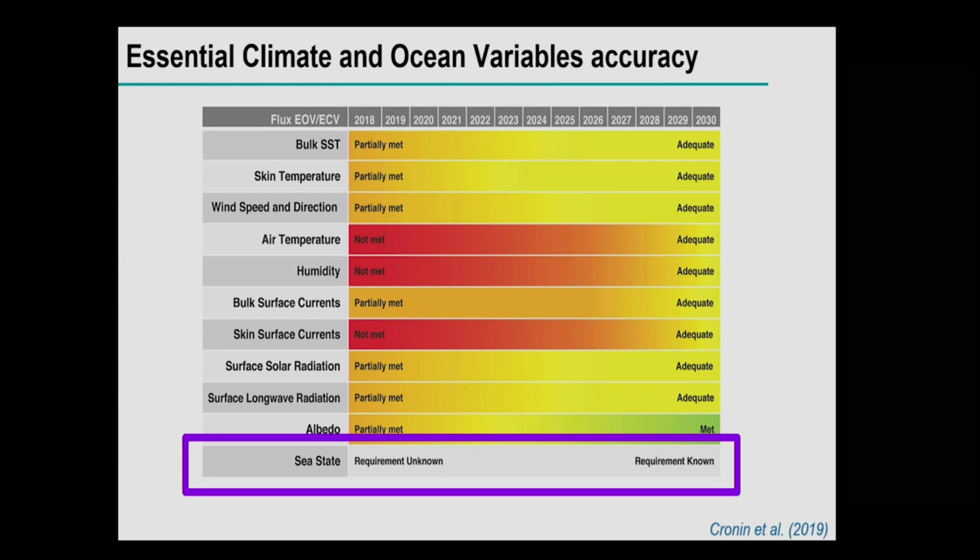So here's just a table from Meghan Cronin's article that went and reviewed how well we do with estimating the bulk parameters. And what I would just want to highlight here is that while we're working on everything, and there are satellites to measure better all these different components, sea state is something that is not really considered properly, and there's no real requirement as to what we really need in terms of sea state parameters. So this is something we have to work on.